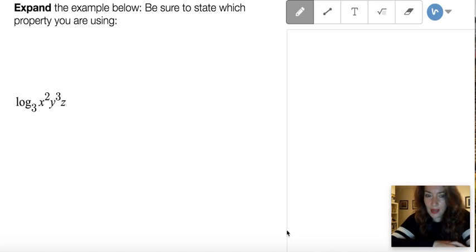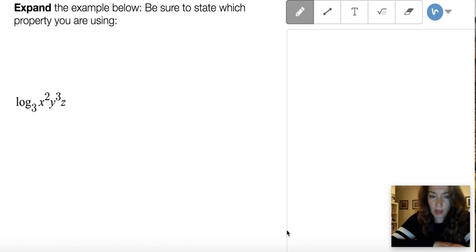Hi everybody. In this video I'm going to show you how to expand a logarithm by using all the three properties we have learned. In this case it looks like we are going to use the power property and the product property. So let's go ahead and see how we're going to do that.